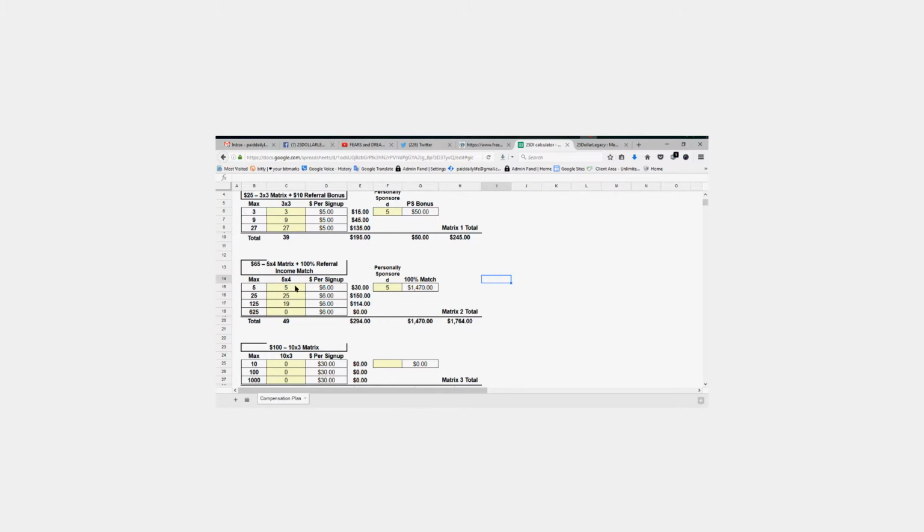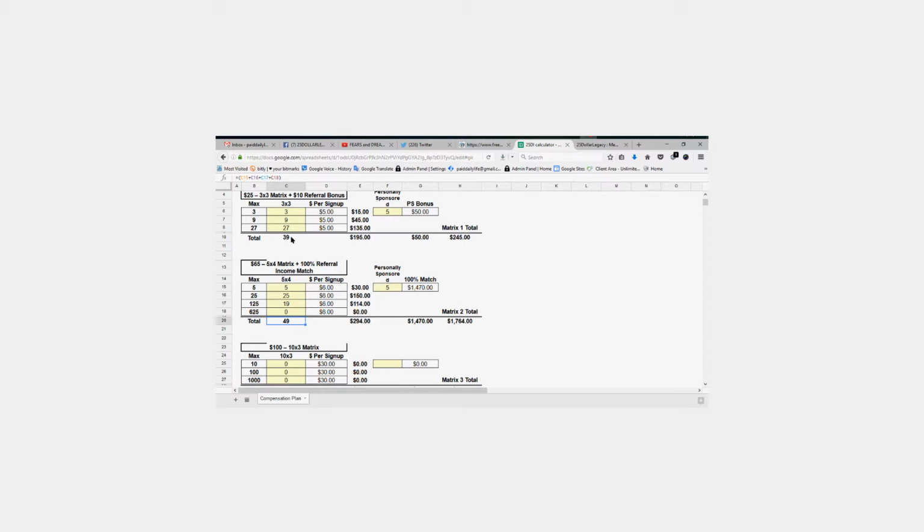She only needs to have 5 in the 5x4. She needs to have 25 in the second and only 19 people in her third level. That's a total of 49 people. This is supposing that all your referrals do the same thing. That is correct. Keep that in mind. Now, your team is moving. But remember, this is Lena's matrix. This is all Lena's matrix, okay?